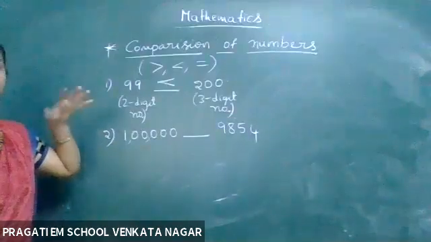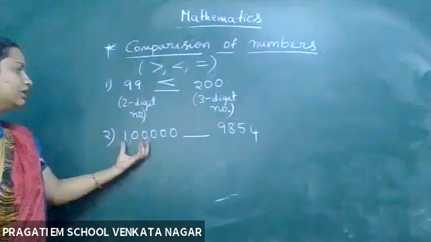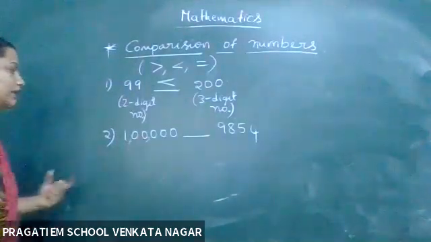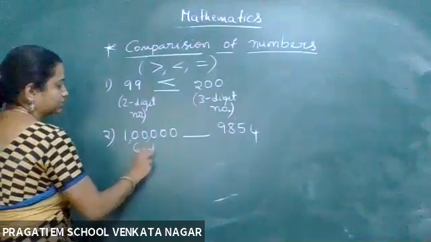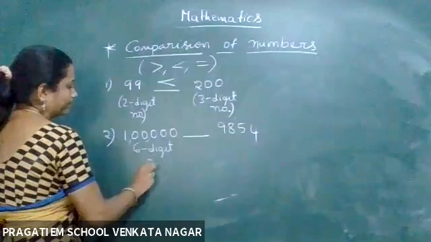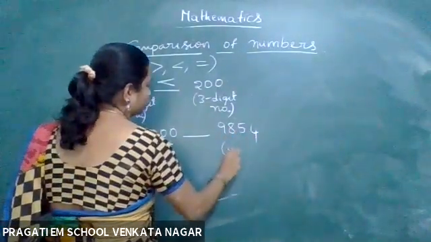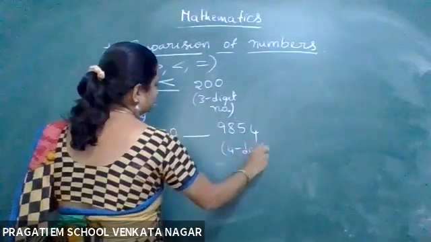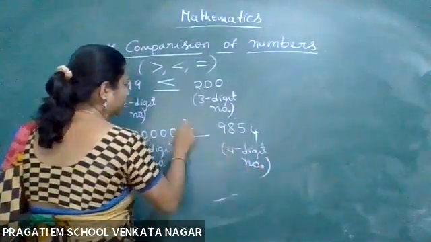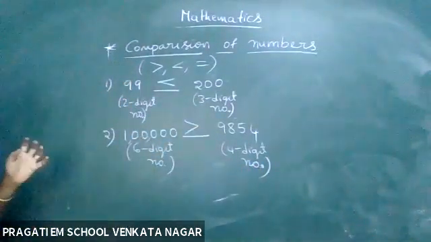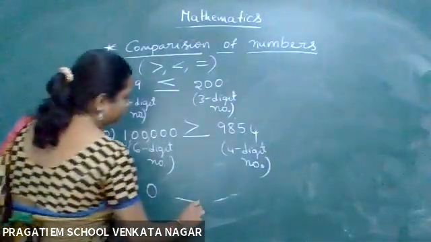9,854. So how do you compare, children? What are the steps you are going to follow? Here in this particular number we have 6 digits, 1, 2, 3, 4, 5, 6. So it is a 6-digit number. And this is a 4-digit number. So 1 lakh is greater than 9,854. The next one is 0 and 0.